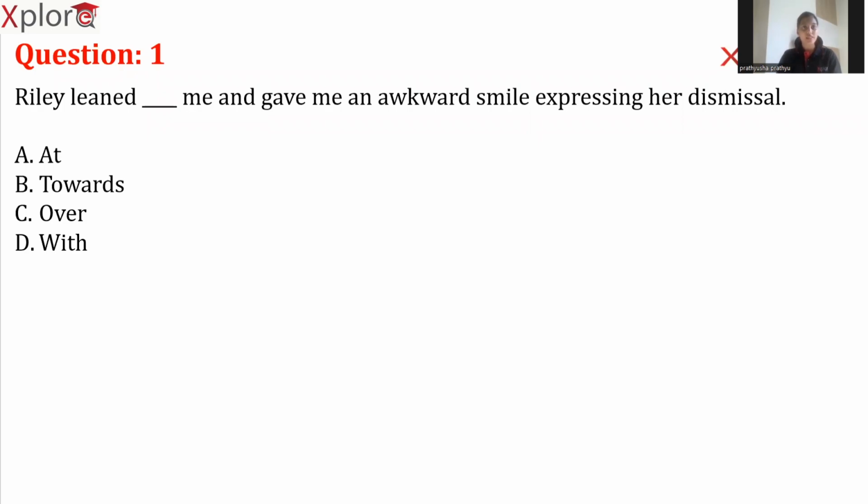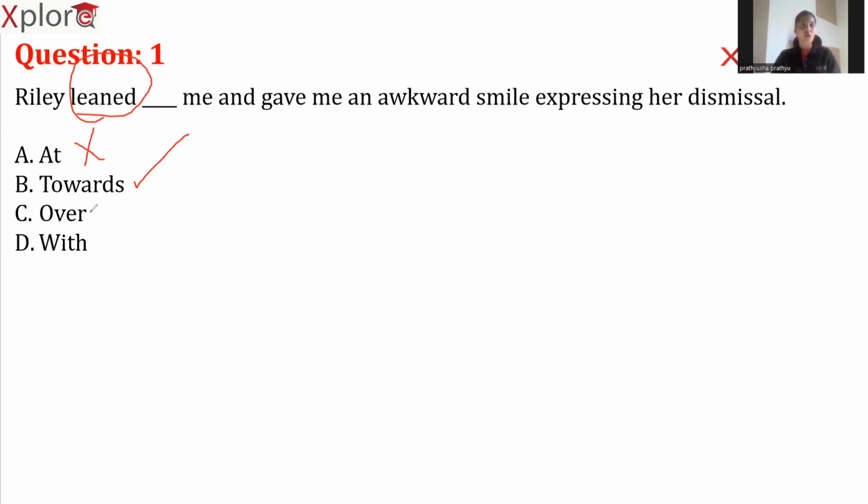Riley leaned blank me and gave me an awkward smile, expressing her dismissal. Options: at, towards, over, with. Towards is the right answer here because at is used to specify a particular position or a location. So here leaned at me means adjacent to something, or she leaned adjacent to me. So this option doesn't seem to fit.